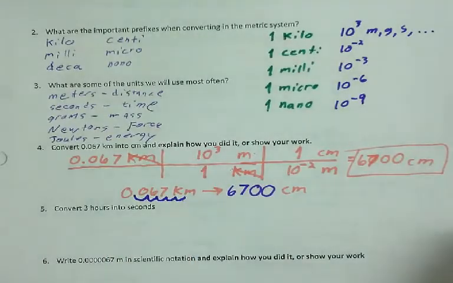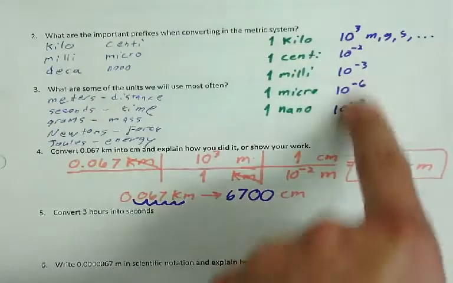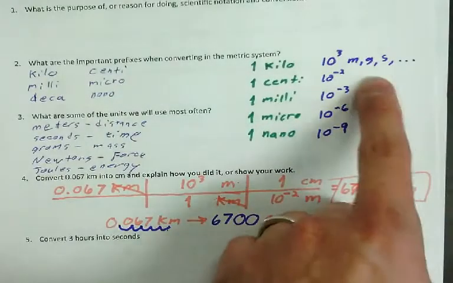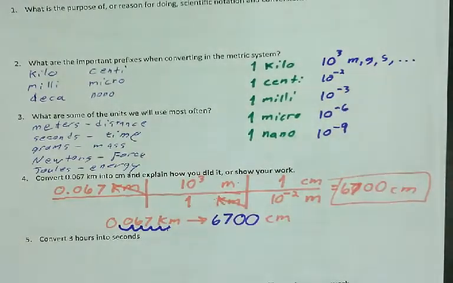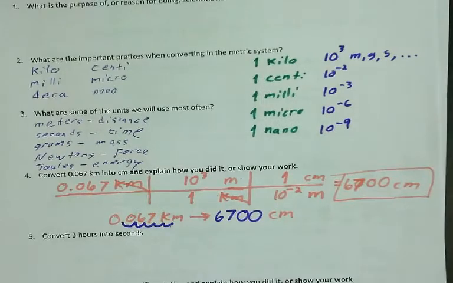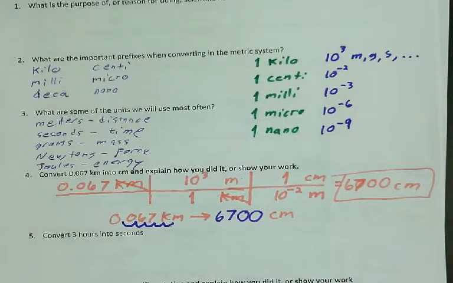Let's talk about time real quick. So to do time, time isn't on here. Yes, seconds is, but it's milliseconds, kiloseconds, picoseconds, nanoseconds. Hours is not on this list. So for time, you just have to do standard conversions.